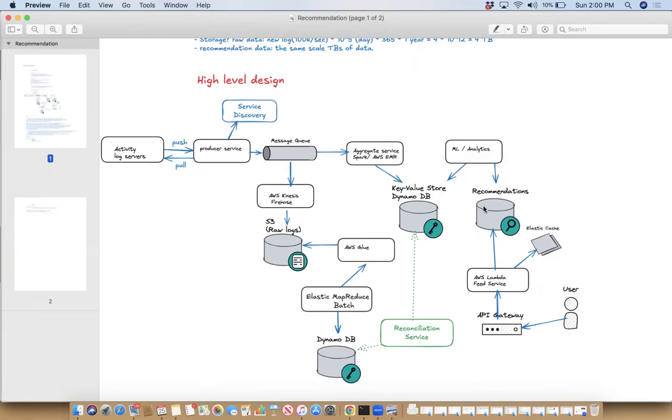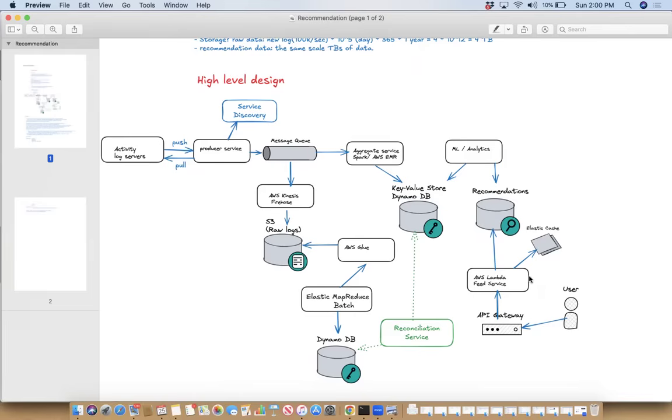And then from there we will have a feed service, which will get these recommendation lists and make it available to the user through this API gateway, and also put them in a cache.